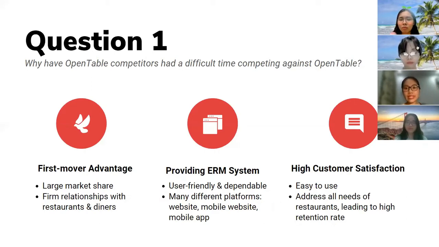The second reason is the ERB system that it provided. It is a dependable system for diners and restaurants. It automates the reservation taking and table management process, allowing the restaurants to build diner databases to improve guest recognition and targeted email marketing. It also has many platforms, for example, the OpenTable website, the mobile website, or the mobile apps, so that the services can be accessible at any time.